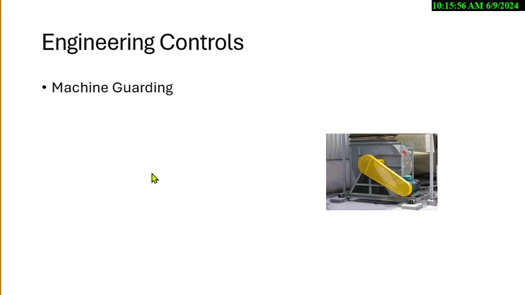Machine guarding has always been an engineering control. Back in the 30s, they came up with guarding the machine. You've got a belt and pulley, put a guard around it. Make sure it's fixed. I like guards like this that you can see through, so if the belt is starting to fray, you can get a new belt.